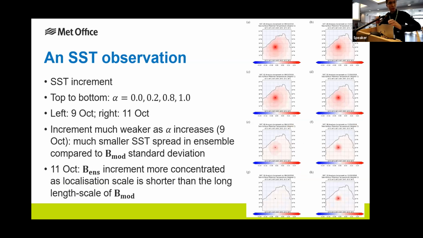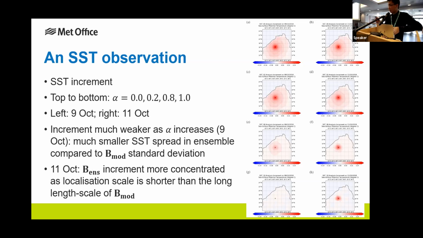Now I'm going to show you some results, first with a single SST observation. The right-hand side shows you the increment of the sea surface temperature. From top to bottom, you have the different alpha values, and the left-hand side is before the cyclone passed, and the right-hand side is after the cyclone is passing. The increment is much weaker as alpha increases, as you can see, and indeed there is a much smaller spread of SST in the ensemble compared to just the modeled background error covariance matrix.